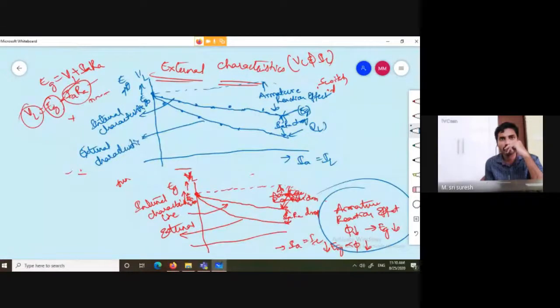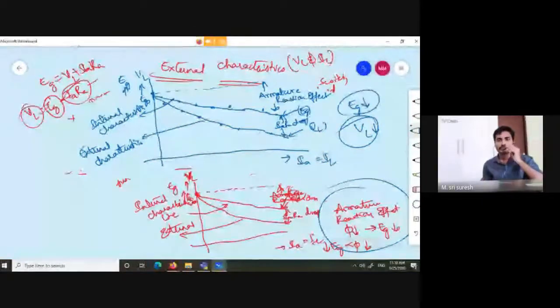So from this diagram, we can observe that whenever the load is increased on the generator, EG value will decrease. What happens to load voltage? Load voltage will also fall down. So this is the observation. These are the characteristics of a separately excited DC generator.